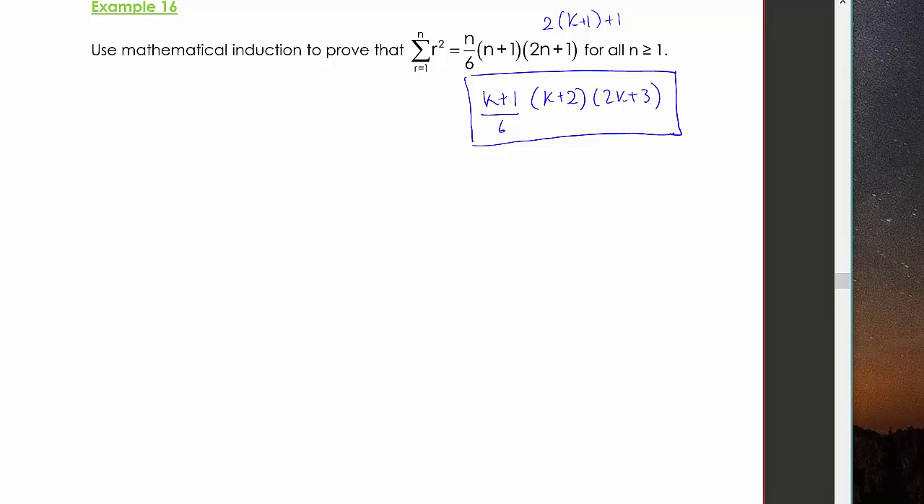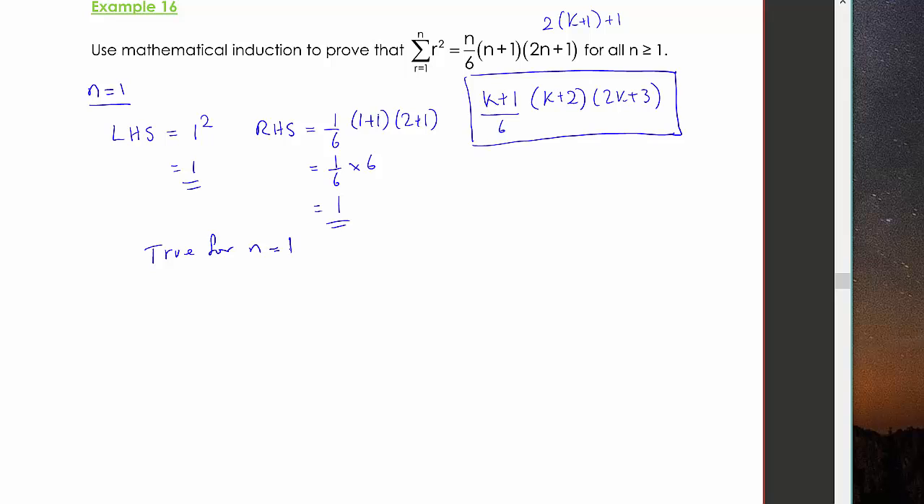Okay, so we consider the n equals 1 case first, and then the left-hand side just becomes 1 squared, which is 1. And the right-hand side becomes 1 over 6, 1 plus 1, 2 plus 1, which is 1/6 multiplied by 2 times 3, which is 6, which is 1. So we can say that it's true for n equals 1. So we've proved our initial case.